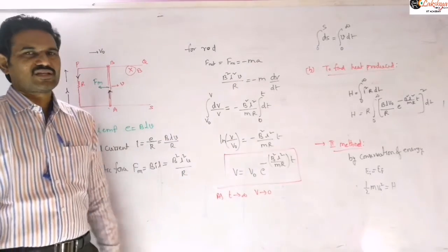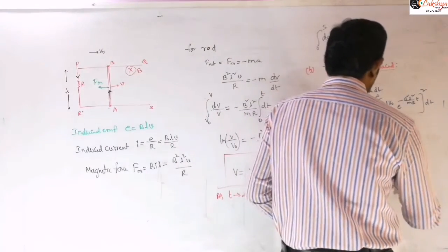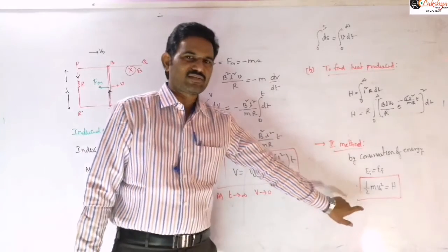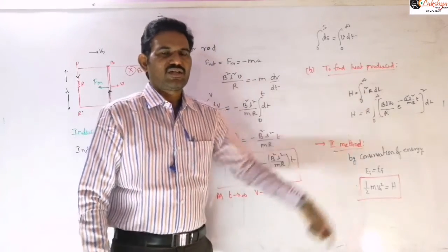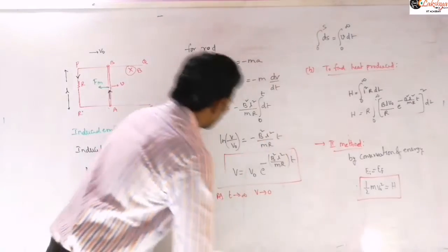So you can write that heat energy equation directly in a single step like this, if you apply conservation of energy. Even if you do the full calculation, finally you will get this same answer only. You may verify that. So that is another problem based on this U-shaped frame.